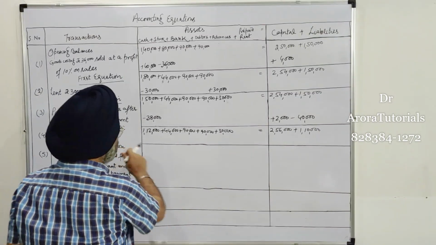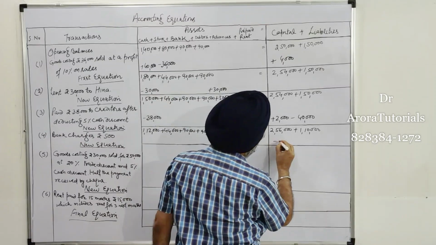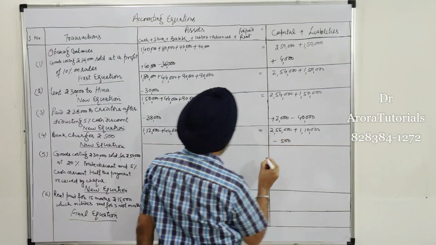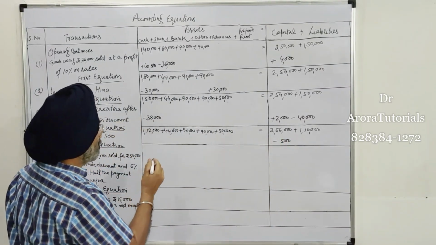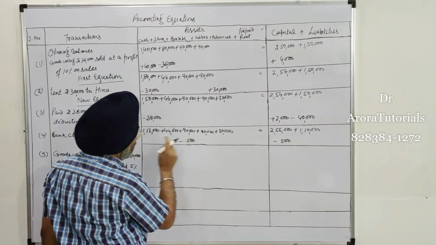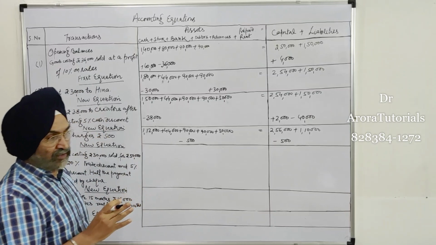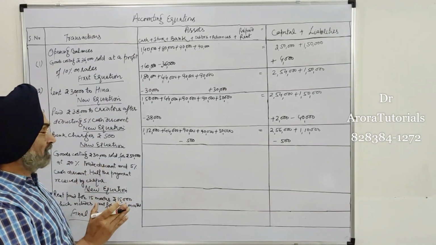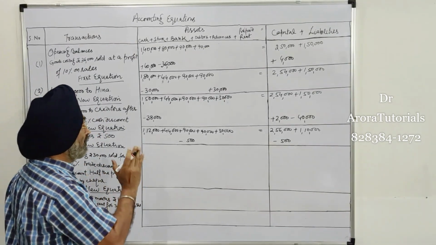So because bank charges are deducted, this is one of our expenses, and the banker has deducted this amount from our bank balance. We did not pay in cash. This is not paid in cash. The bank deducts the bank charges from our account.